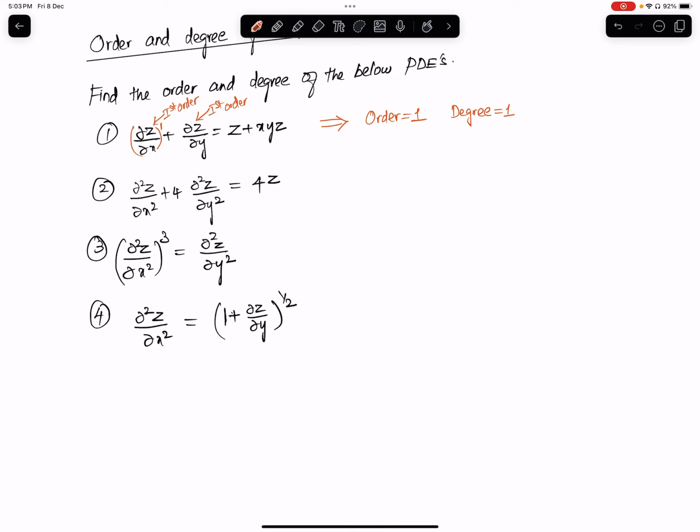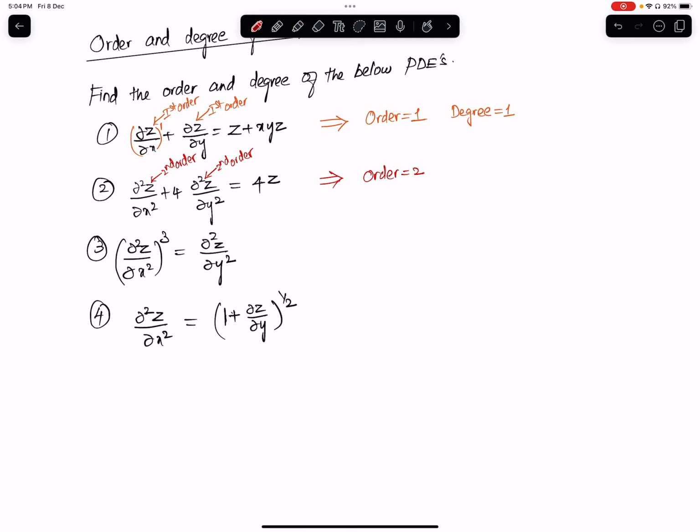So see the second question. Even in the second question, we have two partial order derivatives, both of second order. So here also second order, here also second order. So what is the order? What is the highest order? The order is equal to 2.